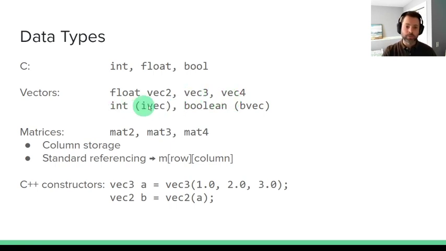We can make them integer-based. We'll call them ivec. Booleans, we'll call them bvec. So instead of float vec2, it would be ivec, basically. So ivec2, ivec3, ivec4 if we wanted.